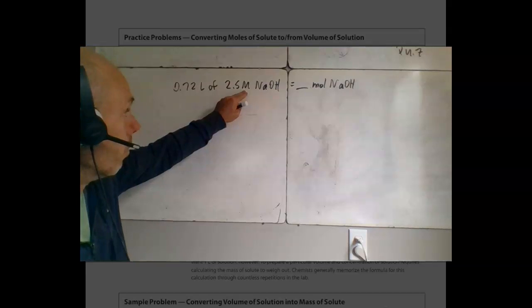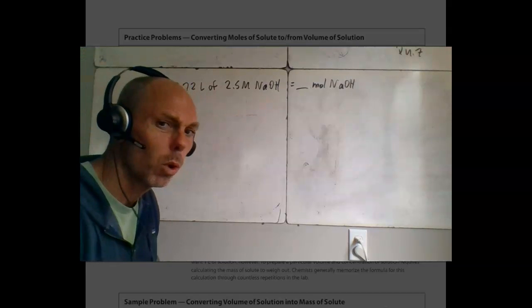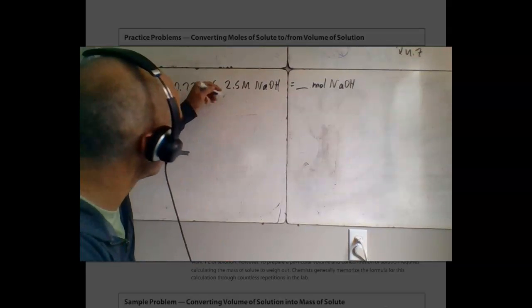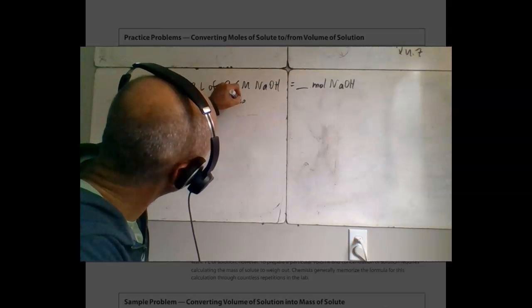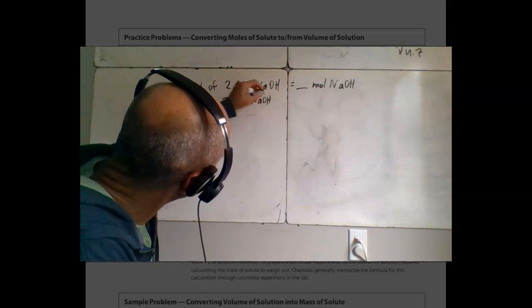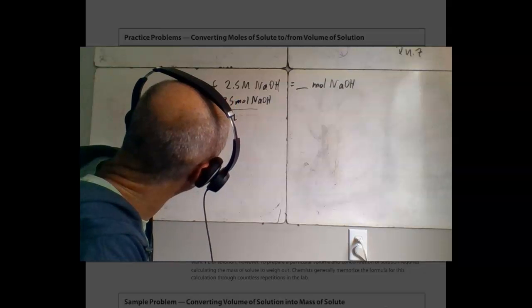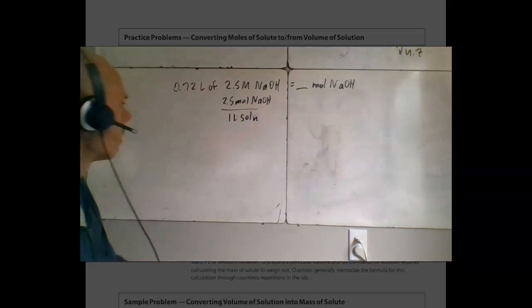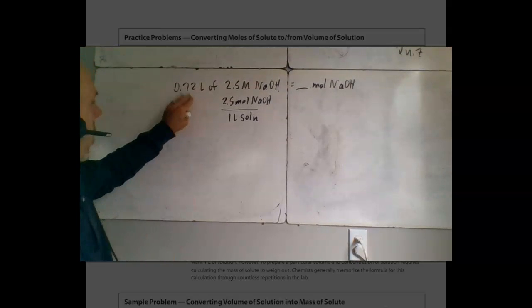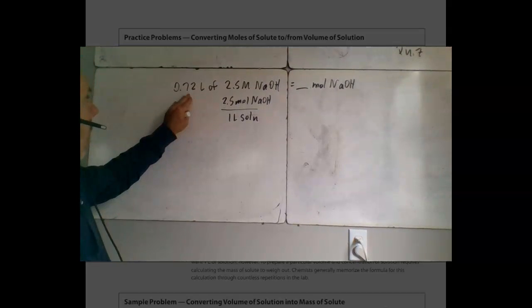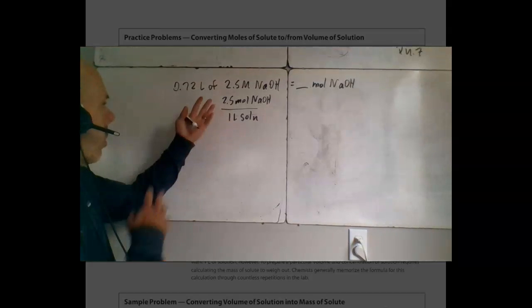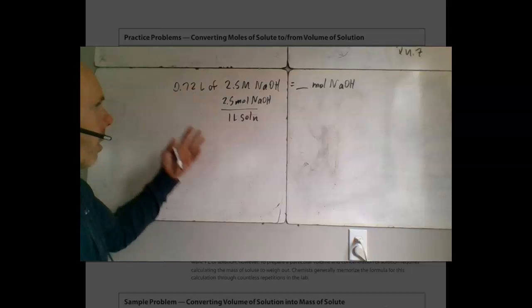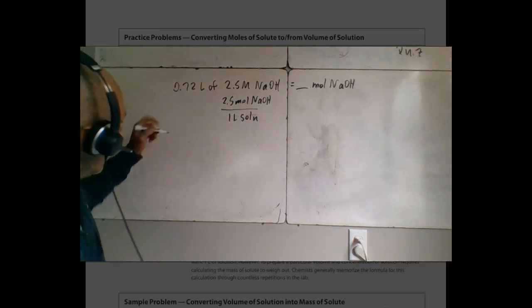Again, molar or molarity stands for moles of solute per liter of solution, so I'm going to write this out as 2.5 moles of NaOH per 1 liter of solution, just to remind us what this actually means. All right, so typically we start a problem by writing the given value. In this case, it's 0.72 liters in a DA box, and then using a conversion factor that gets rid of liters and moves us toward where we want to go. And we'll do that this time.